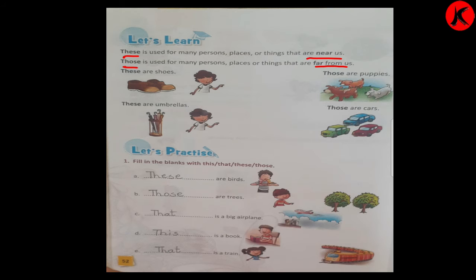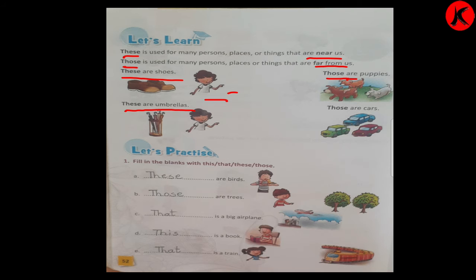Okay, now these are shoes. The boy is showing these are shoes because shoes are near to the boy. The same boy is pointing, so you can see the boy is pointing over here. Those are puppies. Those we have used because it is far off and it is more than one. You can see how many puppies are there? 1, 2, 3. So we have used are. Those are puppies.